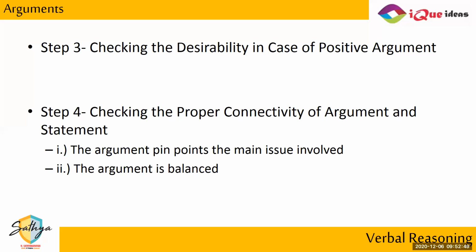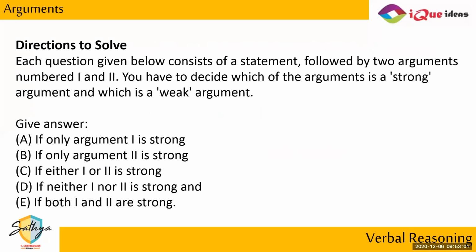Right? So I hope you got a basic understanding of what is meant by strong and weak arguments. But let's take examples to see how they are implemented, because theory se zyada we need practice. So let's take a look at the examples. So instructions are pretty clear, right? You are given a statement followed by two arguments. You have to decide which is strong, which is weak.